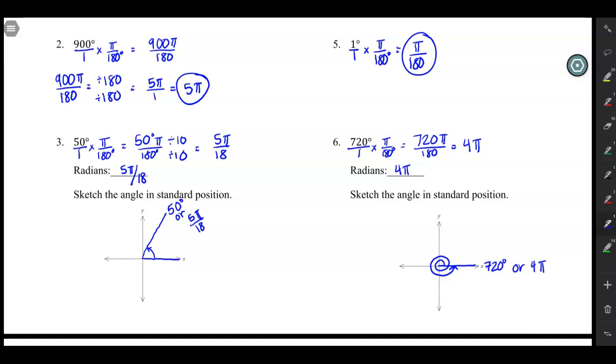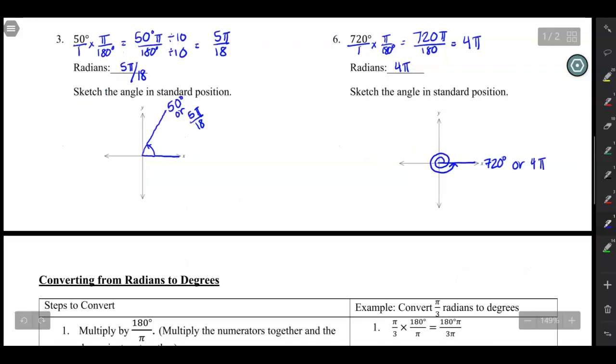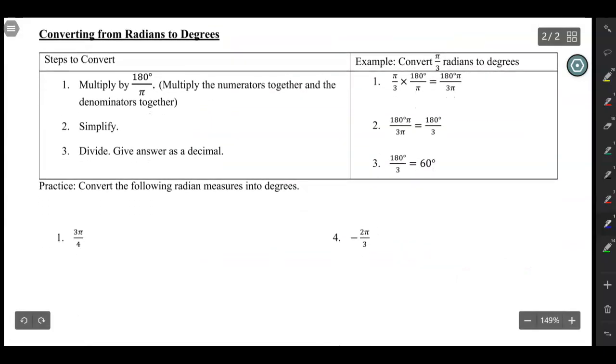Okay, hopefully you're feeling really confident about converting from degrees into radians. Let's take a look at what it would be to convert from radians to degrees. And this is going to be really similar to what we just barely did. So I'm going to start with a radian measure, and I'm going to multiply by 180 degrees over pi. So notice this is the same fraction, it's just kind of switched. The numerator and the denominator have switched.